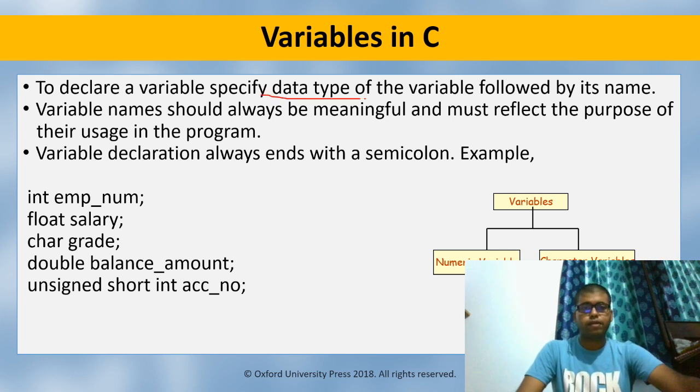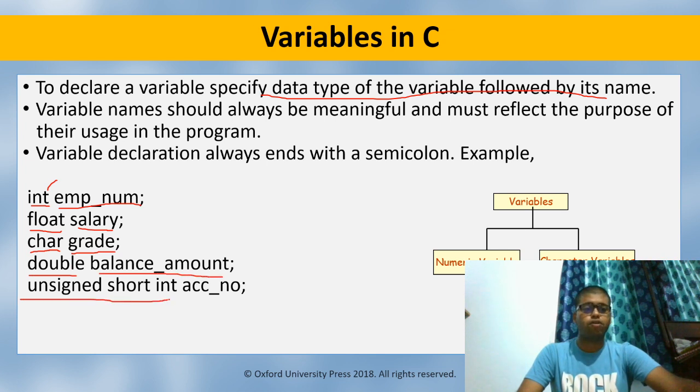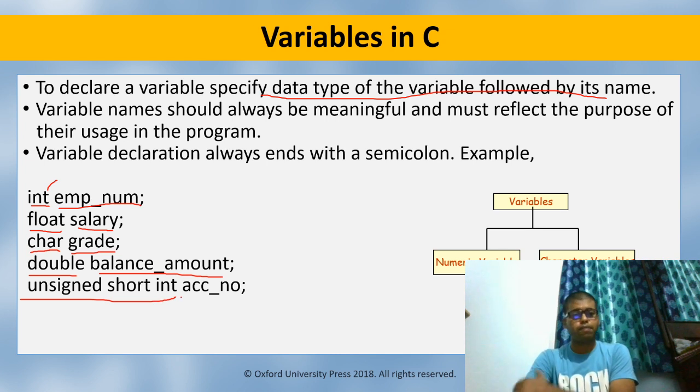So to declare a variable, specify the data type, followed by its name, and there must be a semicolon afterwards. So int is the type of the variable, emp underscore num is the variable name, and after that we put a semicolon. Now float is the type of the variable, salary is the variable name. char is the type of the variable, which is a character type variable, and grade is the name of the variable. Double is the float type variable, so balance amount is the name of the variable. Unsigned short int is the variable type, total is the variable, and account underscore no is the variable name.